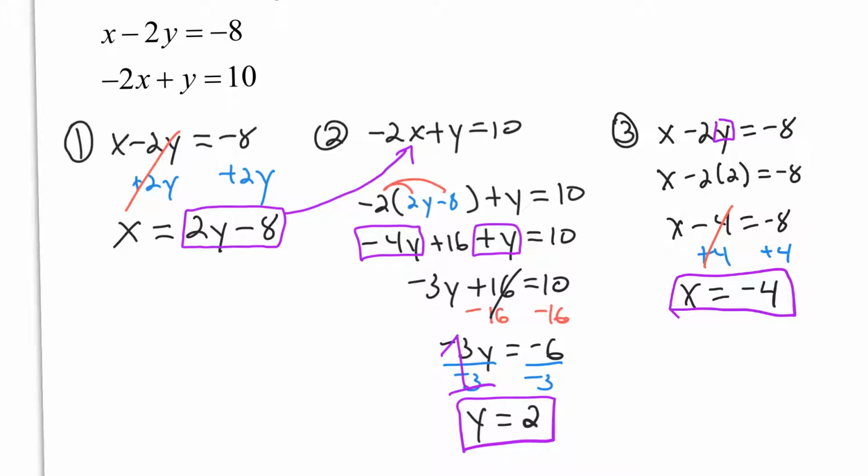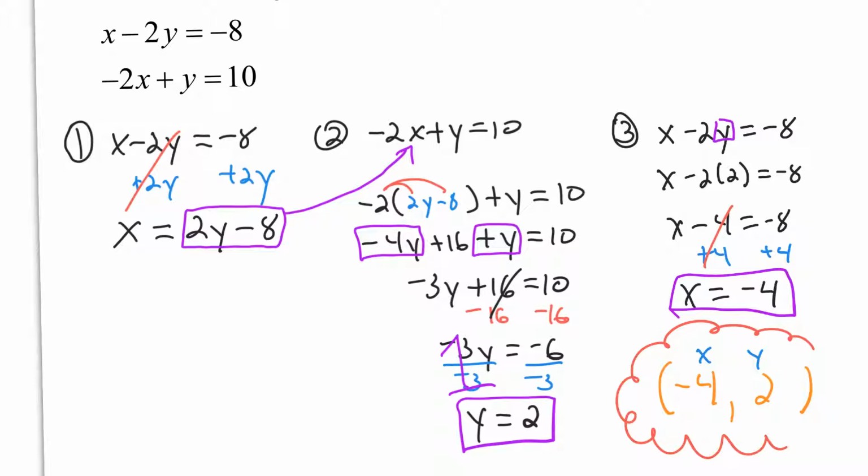And the way you guys write your answer, remember we need an ordered pair, so we need parentheses. X is always first, and then the y. So once again, x is first, and then the y in your ordered pair. Make sure you guys have that order, just like alphabetical order. X is before y, and that's my answer. That is my solution.